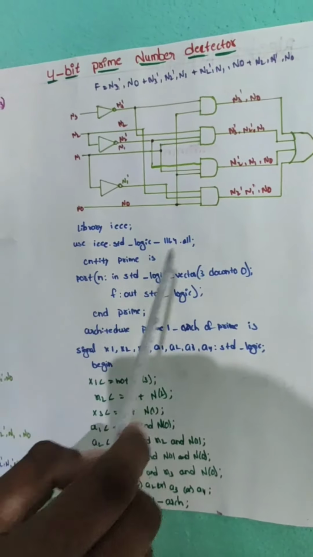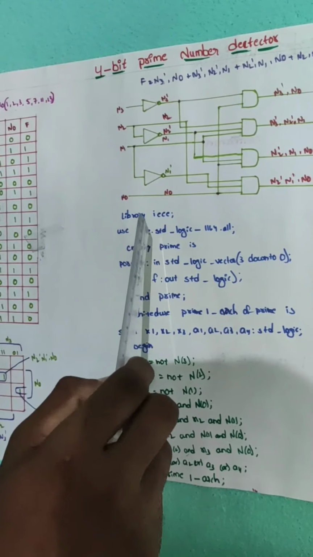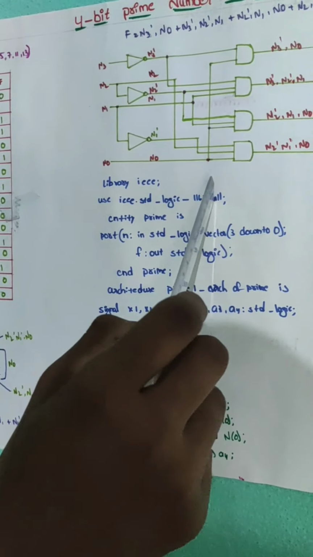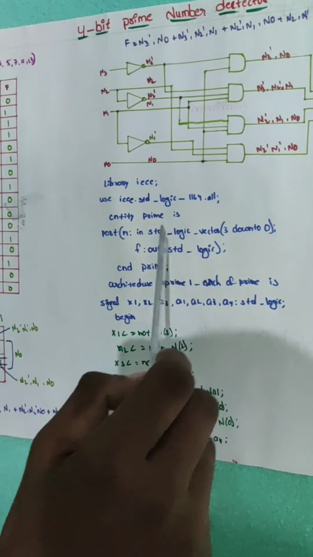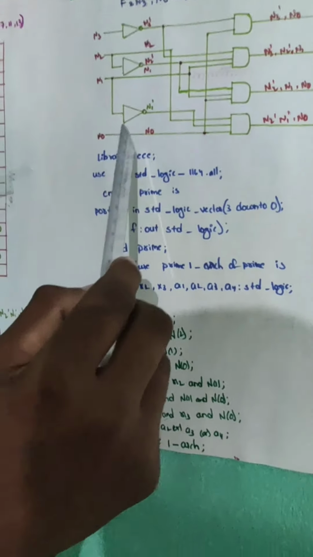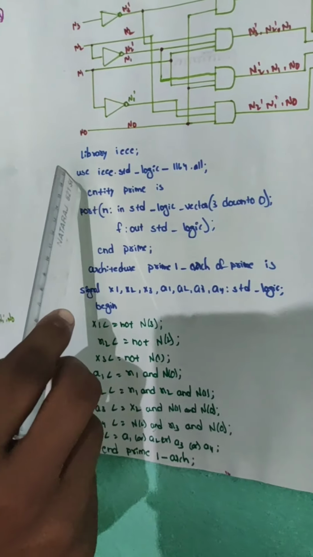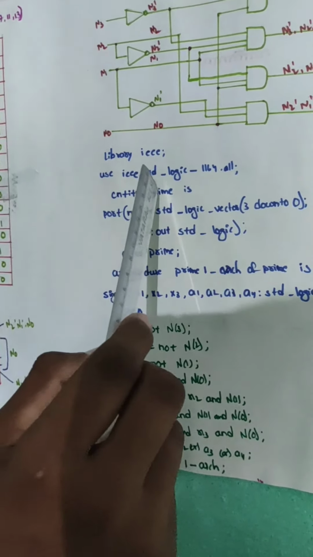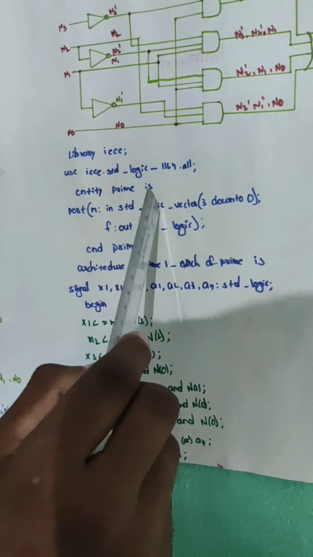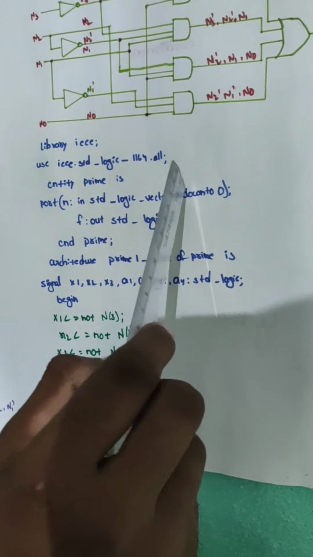Then we use a VHDL code for this logic circuit. First we write what libraries we use. Here the library packages are written, next the entity declaration, and next the architecture. Here the first one is library IEEE. Use IEEE.std_logic_1164.all. The entity declaration is entity prime. Here the entity name is taken as prime, with port n : in std_logic_vector 3 down to 0. Here 4 bits are taken, so we write 3 down to 0.